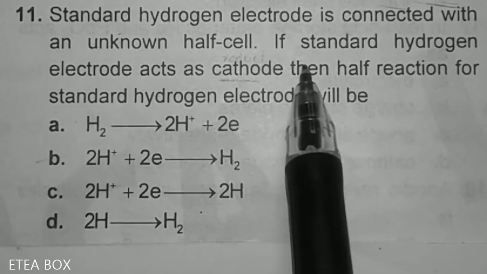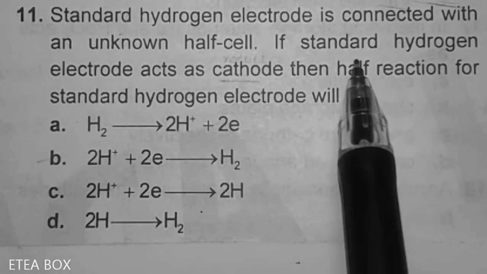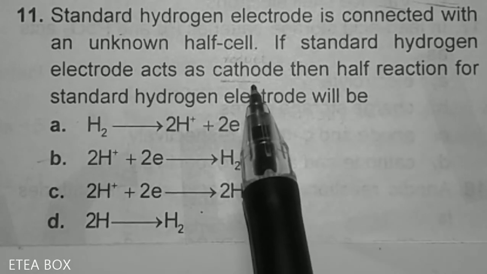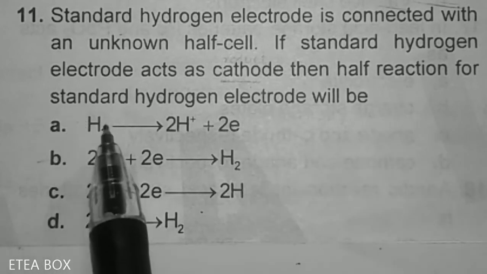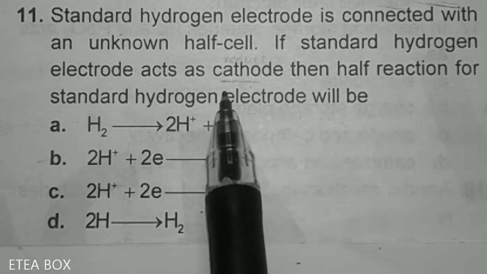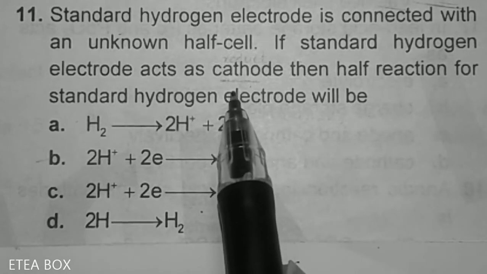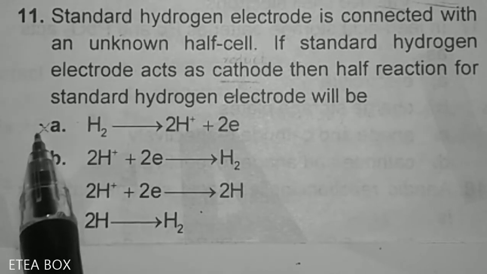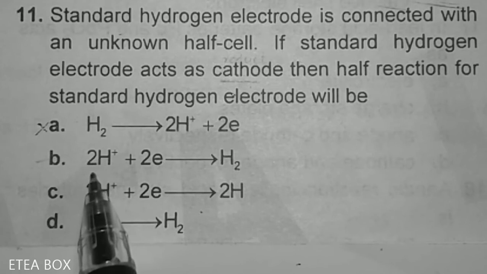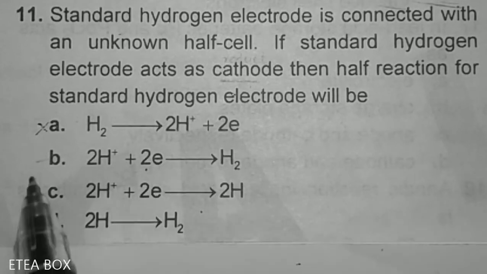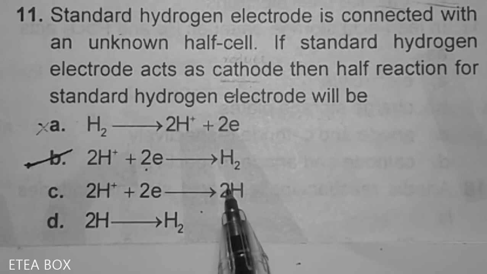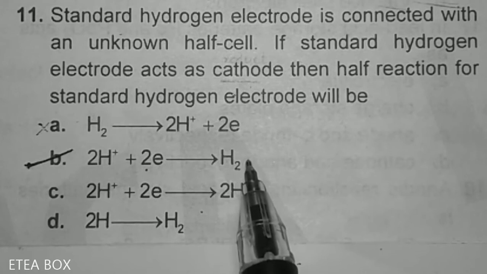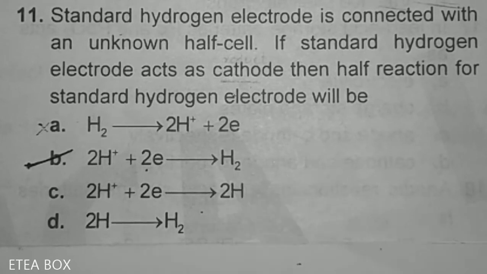Standard hydrogen electrode is connected with an unknown half cell. If the standard hydrogen electrode acts as cathode, cathode here means that reduction will occur. Then the half reaction for the standard hydrogen electrode will be... Now look at here, at cathode we know that reduction occurs, gain of electron occurs. Now look at option A, here the oxidation occurs, so this one is incorrect. Look at the B option, here the gain of electron has occurred, so option B is correct. And we know that when the standard hydrogen electrode SHE acts as cathode, then the hydrogen gas is released. Okay, so here option B is correct.